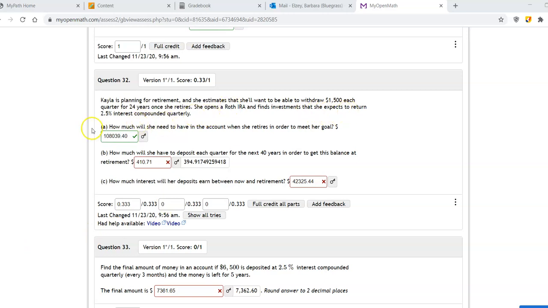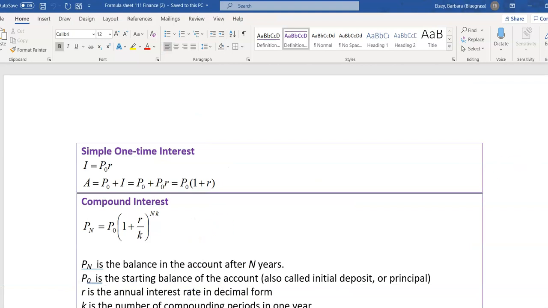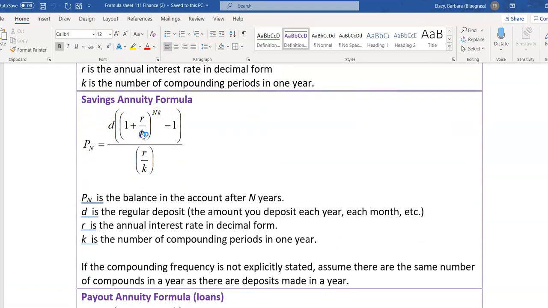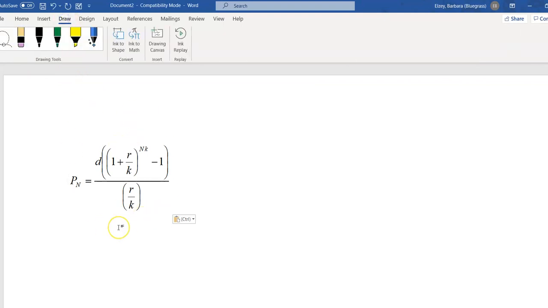And let's notice that she's going to have 2.5% interest. It's going to be compounded quarterly. So if we go over here, let's grab our savings annuity formula. Here it is. I'll put that up here. All right, now let's fill in. We already know that it's going to be $108,039.40.